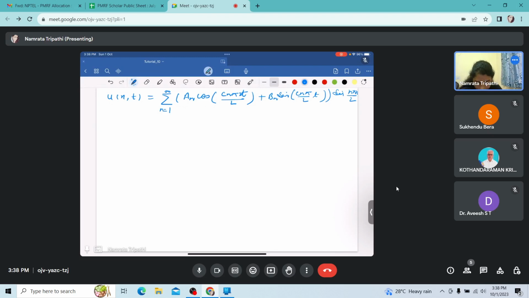Now what we have to do, we have to find the values of an and bn using the initial conditions. Okay. The first initial condition is u of x comma 0 is x when x is from 0 to L by 2, and L minus x when x is from L by 2 to L. So after putting t equals 0, you will get the expression. Now what will be the value of an?